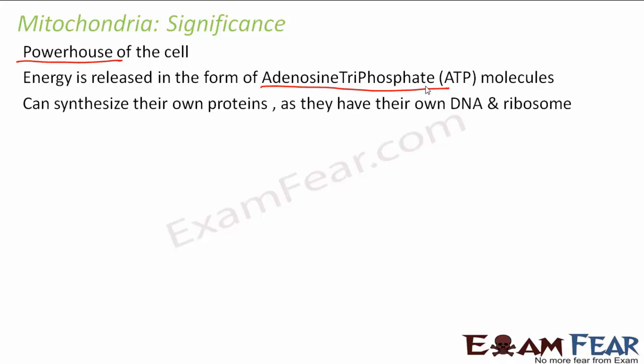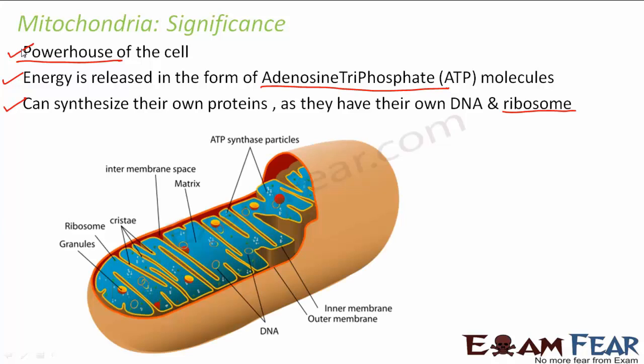It can synthesize its own proteins as it has its own DNA and ribosomes. Now if you have ribosomes, that means you can manufacture proteins, because ribosomes are the site for protein synthesis, right? Since mitochondria has its own ribosomes and own DNA, it can synthesize its own proteins. So, mitochondria is not dependent on the proteins generated on the endoplasmic reticulum and then carried over by the Golgi apparatus. It is not dependent on anybody for proteins. So, mitochondria is the powerhouse of the cell.